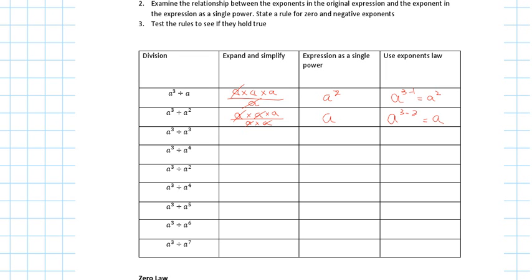All right. How about the next one? A cubed divided by a cubed. So I have a times a times a divided by a times a times a. It has to be 0, right? It's 1. Anytime you divide something by itself, it's 1. If you divide 5 by 5, what do you get? 1. 10 by 10, you get 1, right? A by a, you get 1. A cubed divided by a cubed, you're going to get 1.